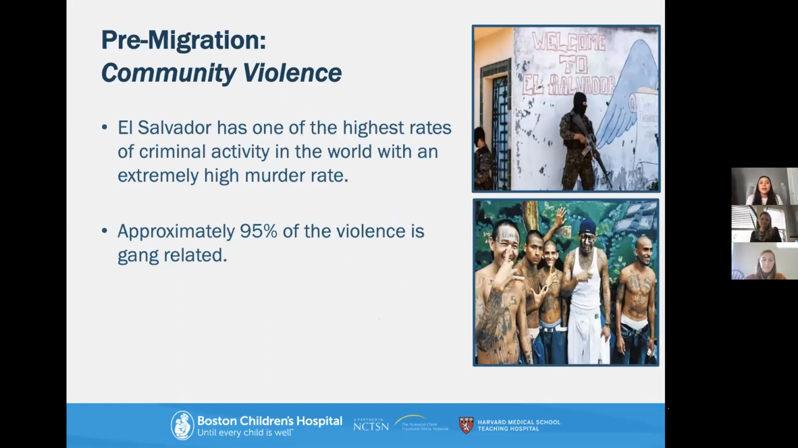If we talk about community violence, unfortunately, El Salvador has one of the highest rates of criminal activity in the world. The murder rate is extremely high. Around 95% of the violence is gang related. So can you live in a country like that?